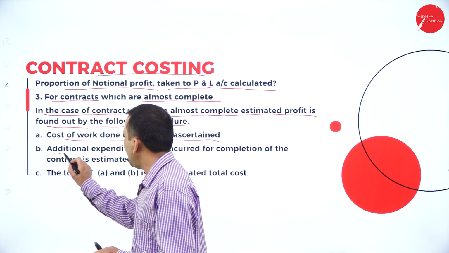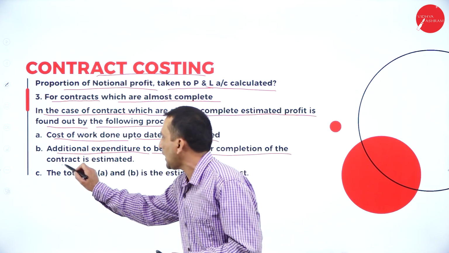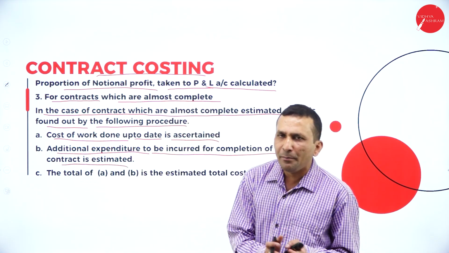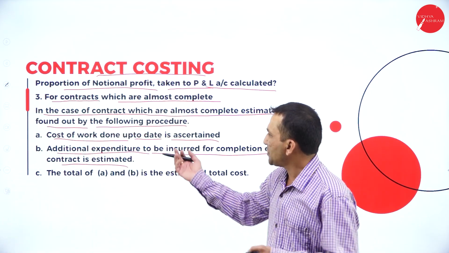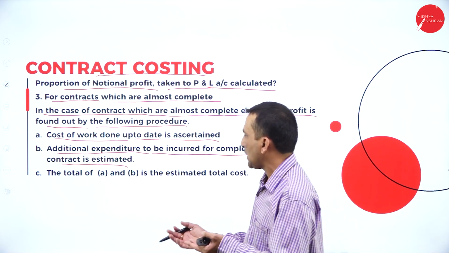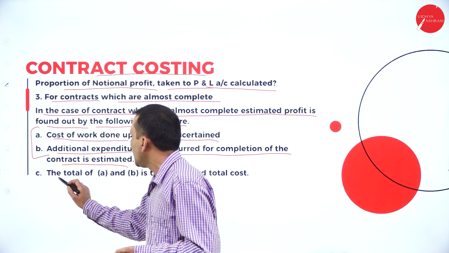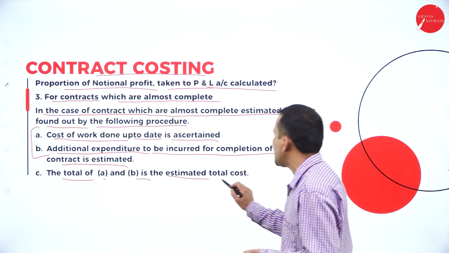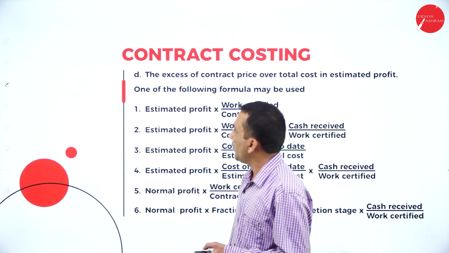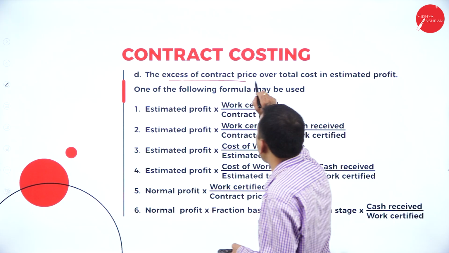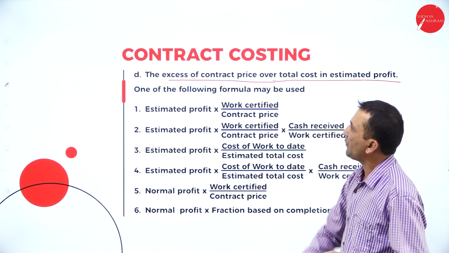And second one, additional expenditure to be incurred for completion of the contract is estimated. For example, because of material, because of labor, the cost is increased, which means additional expenditure is paid. So now the first two conditions we studied here, the total of A and B is the estimated total cost. Moving forward, the fourth one: the excess of contract price over total cost is the estimated profit.